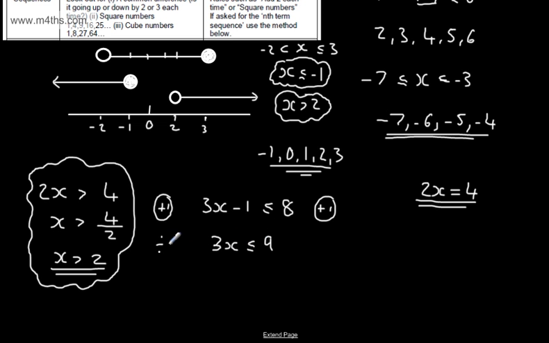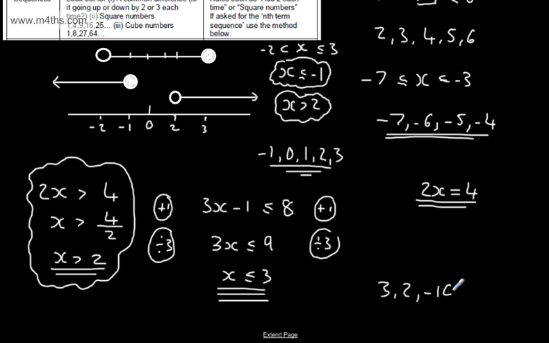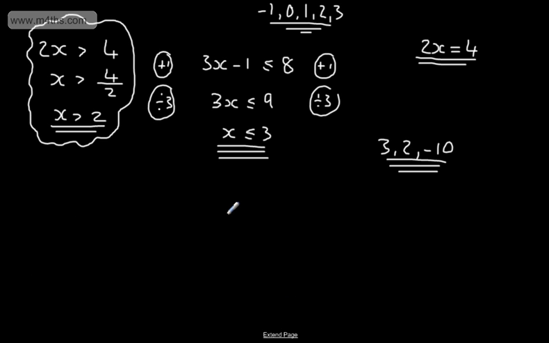Dividing both sides of the inequality by 3, we now have that x will be equal to or less than 3. And that now is my final answer. If you were asked for 3 integer values that satisfy this, we could have 3, 2, and minus 10. So if the question went on, you're treating these in a very similar manner to equations.